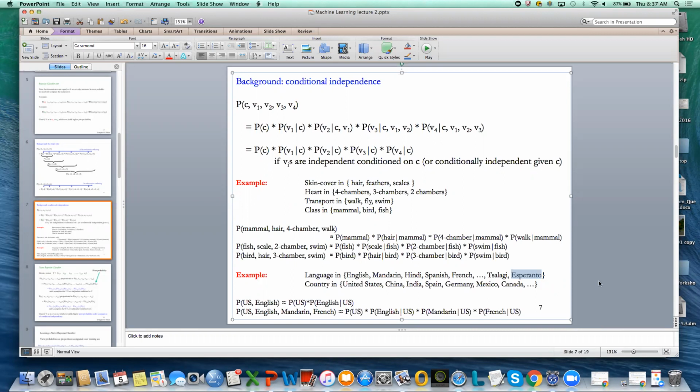So in that case, language in some cases does add additional information beyond simply country membership. But those cases are probably relatively rare. And so very often it's the case that we will make an independence assumption, a conditional independence assumption, even if it's not going to be true in all cases. It's going to be good enough. And it's going to pay us a big dividend here.